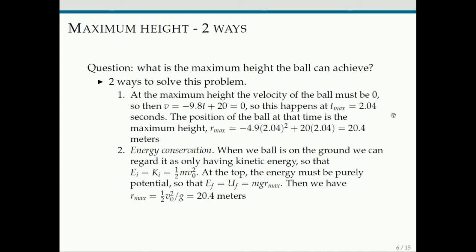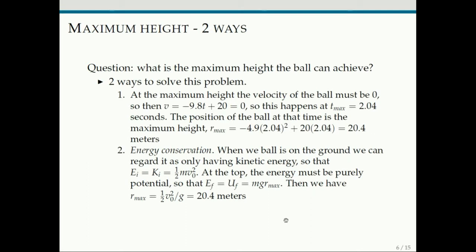Now, this is still not the final answer because we wanted the maximum height, so we must plug this t max back into our equation for r, and when we do so, we end up with a final answer of 20.4 meters. The second way to solve this problem is to use energy conservation. The advantage of this way is that you don't actually need to know the position or the velocity as functions of time.